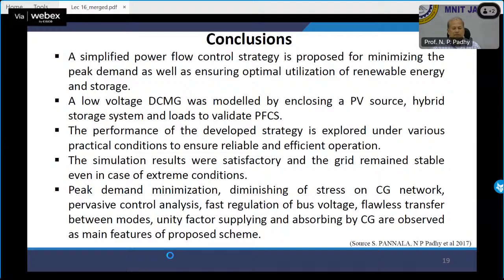Peak demand minimization, diminishing of stress on the conventional grid network, pervasive control analysis, fast regulation of bus voltage, flawless transfer between modes, unity power factor as observed by the conventional grid are observed as the main features of the proposed scheme. Okay, it may look very, very simple.